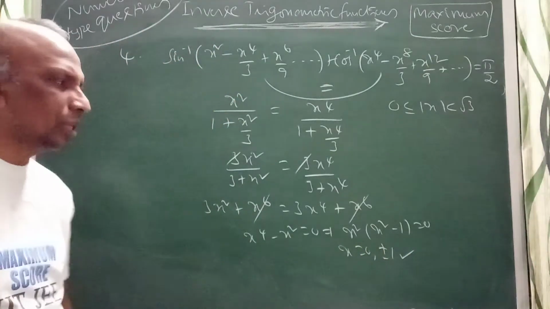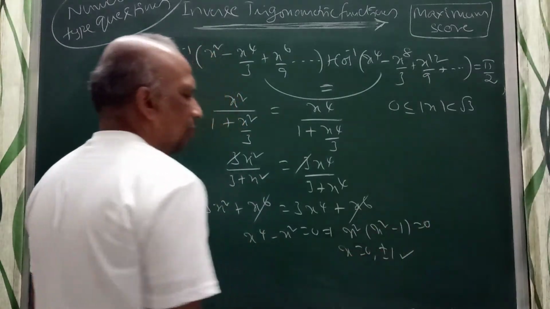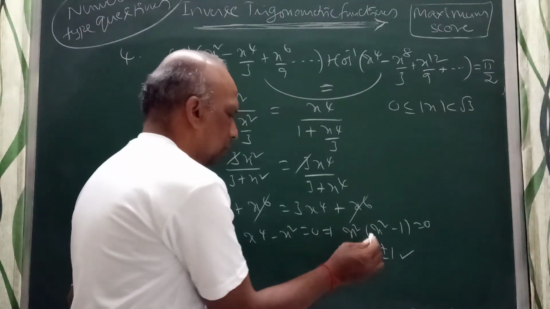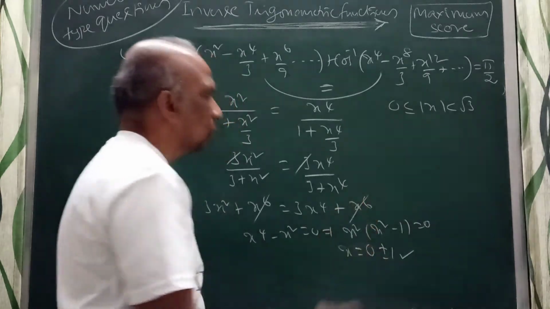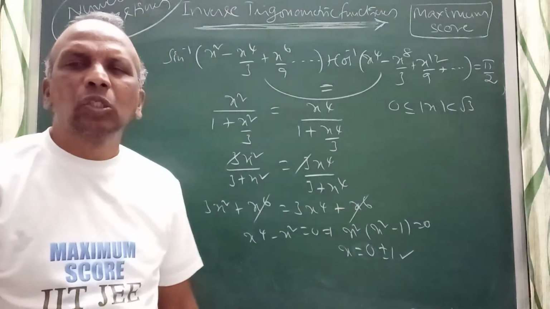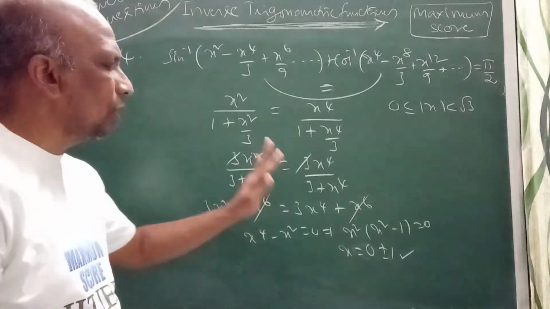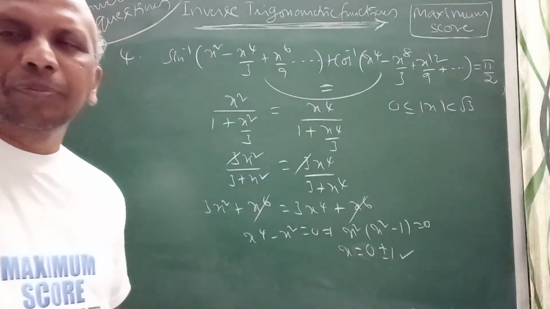We get 3 values, right? 3 values it comes. Take it: x equal to 0, plus or minus 1. So they are asking the number of values of x. So in this one, the number of values of x is equal to 3.